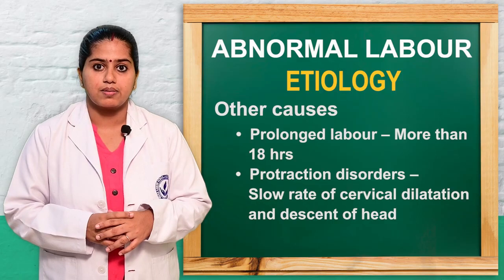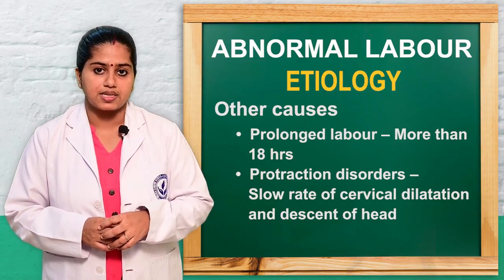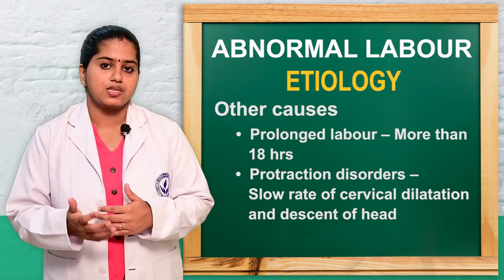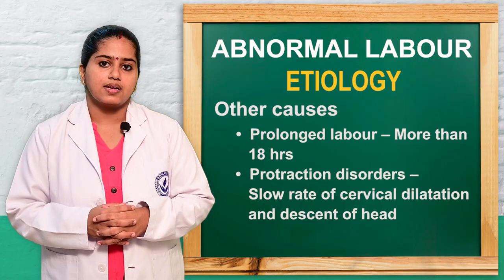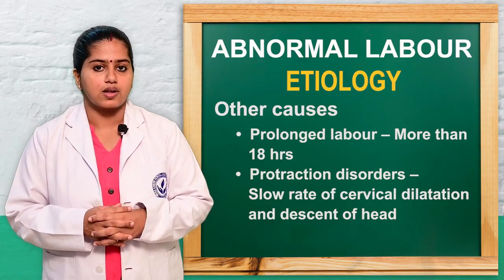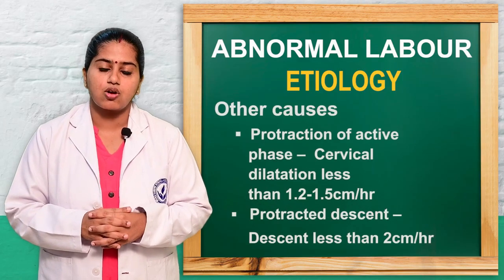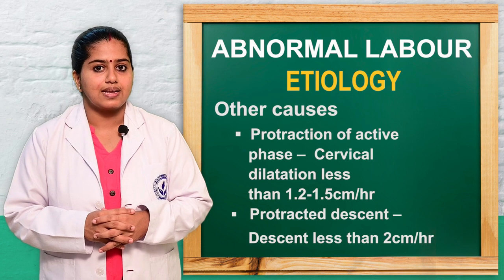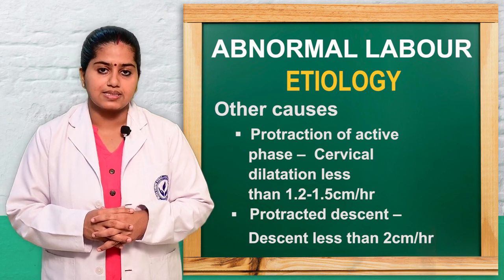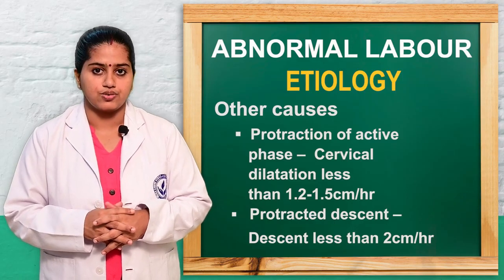For the second stage of labor, in a multipara woman it is 2 hours, and in a primipara mother it is 1 hour. If the duration is more, then they can go with abnormal labor. And protraction disorder is mainly about cervical dilatation. Protraction of the active stage is when the cervical dilatation is less than 1.2 or 1.5 centimeter within 1 hour duration, then it is known as protraction of active phase.